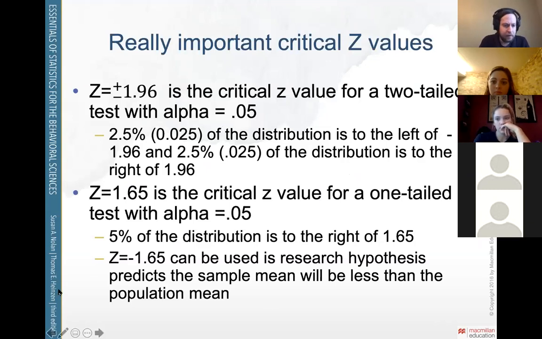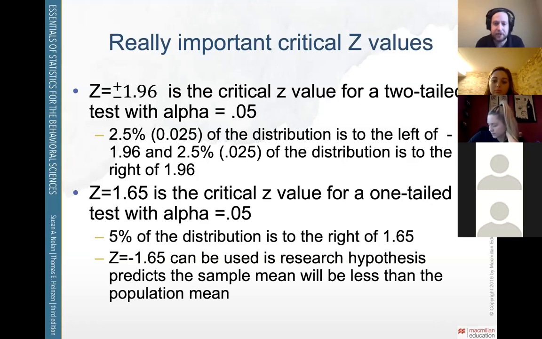Here are some important numbers. These are the two critical Zs, which are very common. If you're doing a two-tailed test with alpha equals 0.05, then plus or minus 1.96 is the critical Z, meaning if you calculate a sample mean and the Z-score that corresponds to that sample mean is either greater than 1.96 or less than negative 1.96, so if it's in one of those two tails, then you reject the null hypothesis. So for a two-tailed test, alpha equals 0.05, the critical Z is plus or minus 1.96.